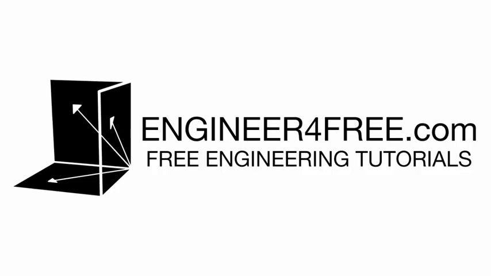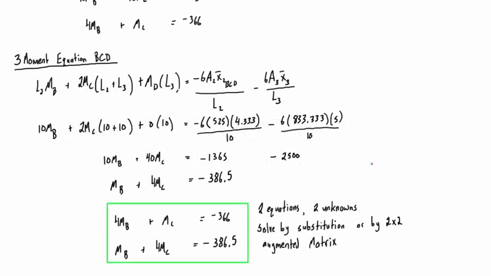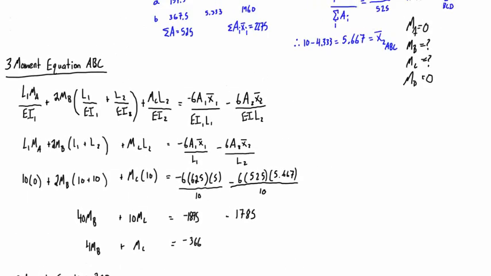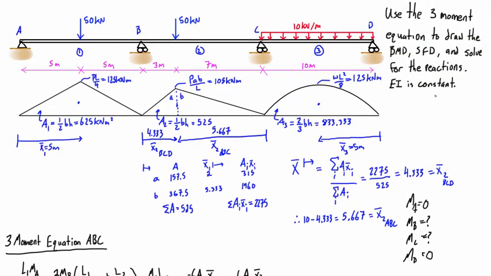Alright guys, welcome back. This is part 2 of our second example for the three-moment equation. Picking up right where we left off, we just found the expression where we have two equations and two unknowns for the internal moments at B and C. And just a quick recap, what we did is we had this beam up here. It's a 3-span beam with a couple different loadings on it.